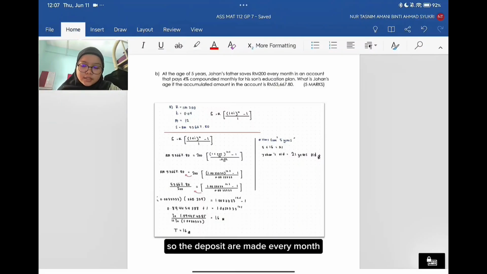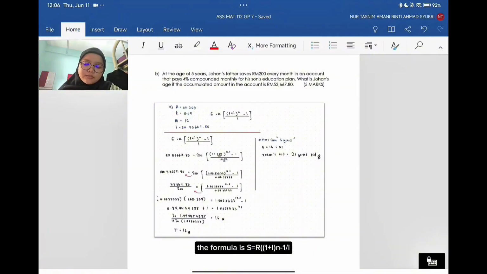Okay, so the deposits are made every month, so I use the future value formula and rearrange the equation to solve for the time period. The formula is S equals R times ((1 plus I) to the power of N minus 1) per I. So I substitute all the given values in the formula and rearrange the equation. Okay, now let's start. So RM53,667.80 equals 200 times ((1 plus 0.04 per 12) to the power of 12t minus 1) per (0.04 per 12). Now we have to finish the inside of the bracket first and we have to move the value from the right to the left.